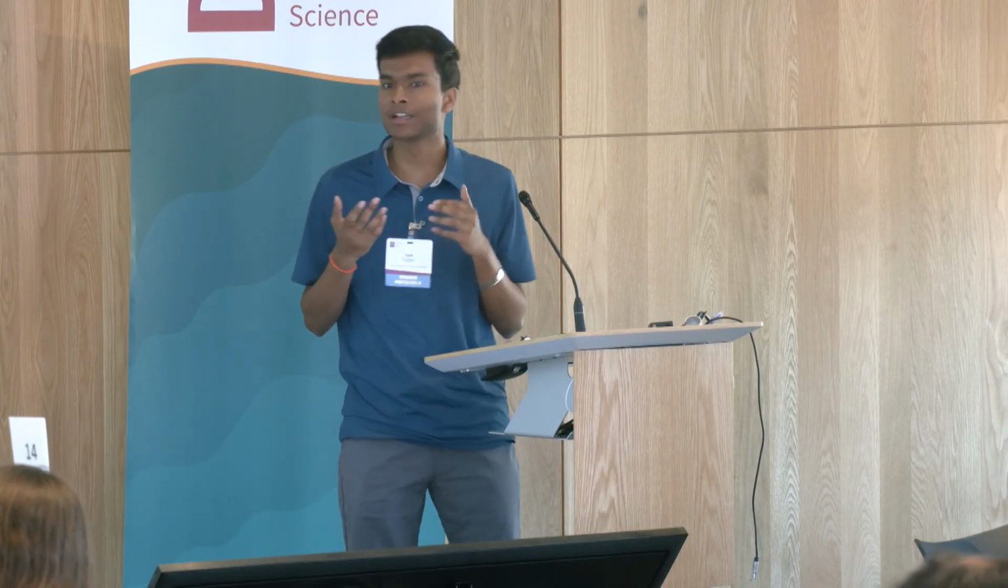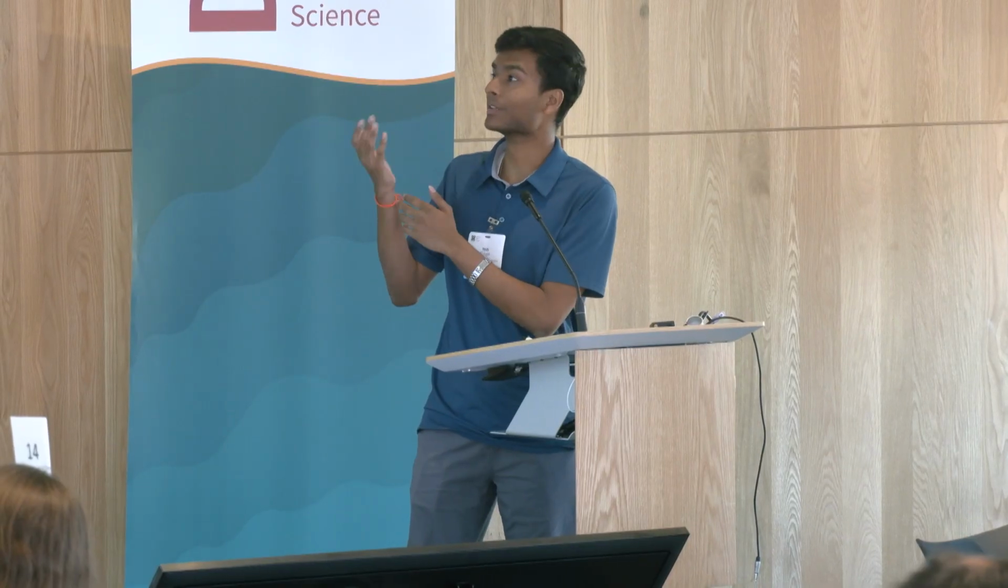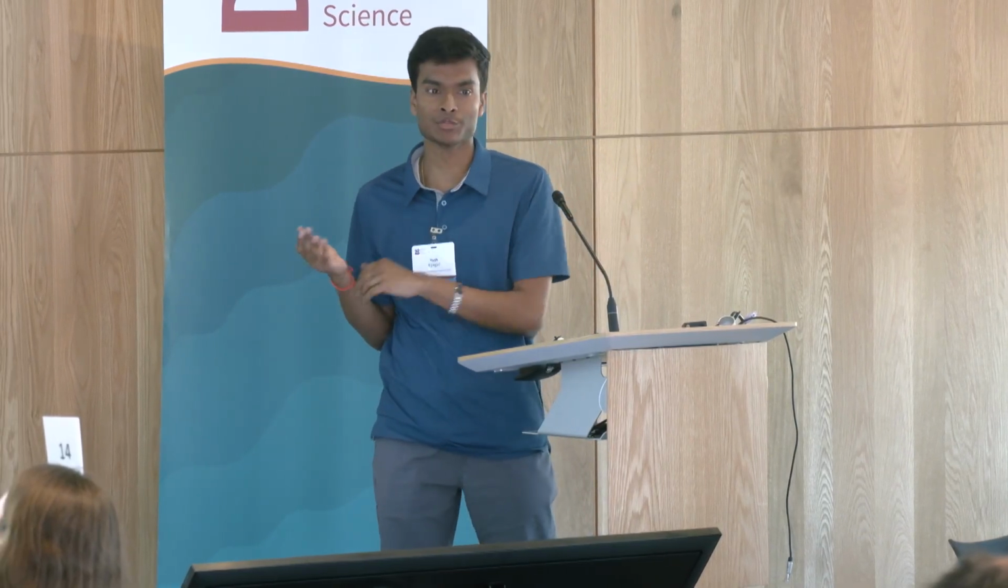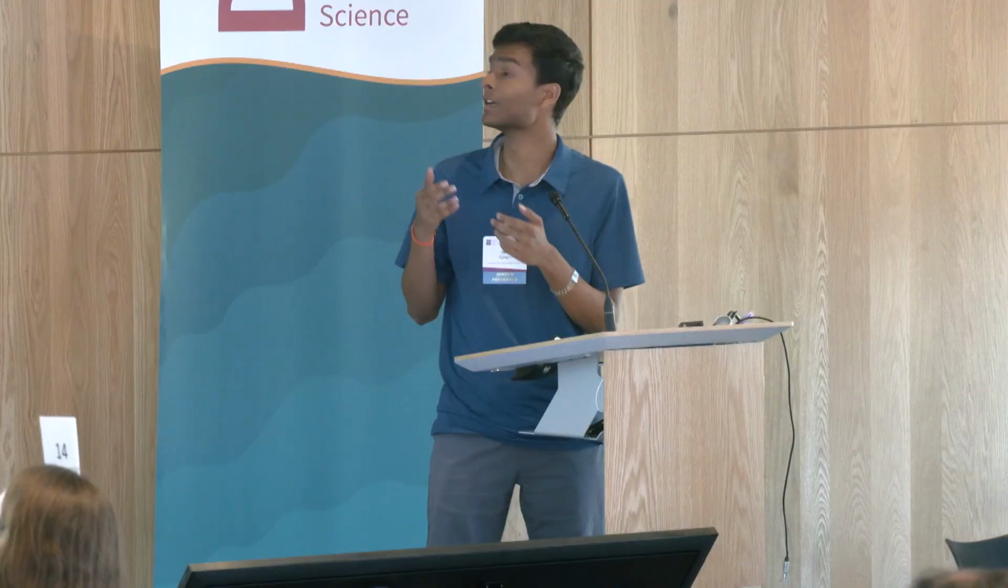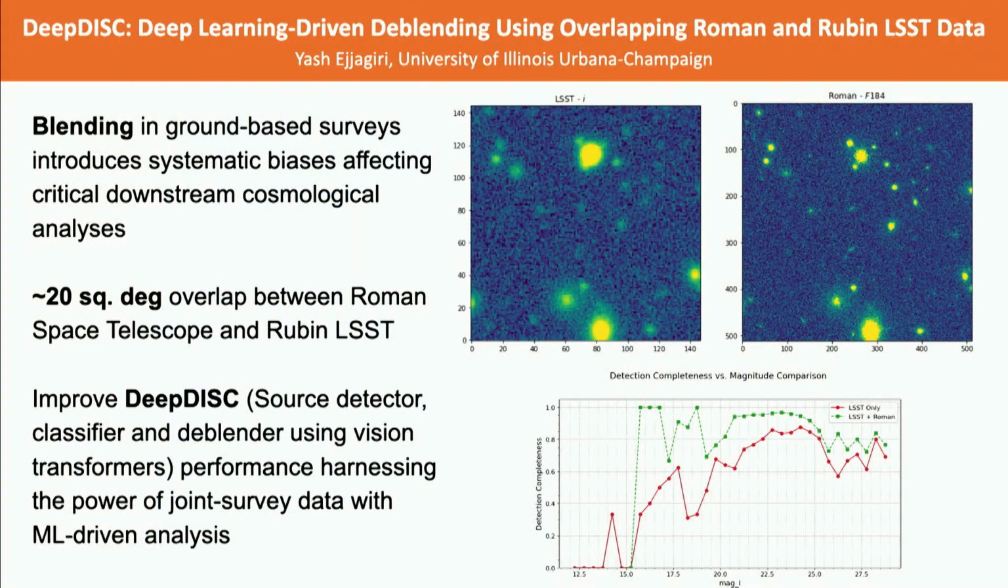My work is also helping to solve the blending issue in ground-based surveys, because they introduce a lot of systematic biases that affect critical cosmological analyses like weak lensing, photometric redshift, and shape measurements. My work uses the Roman Space Telescope because there exists around 20 square degrees of overlap between the Roman Space Telescope data and the LSST data.